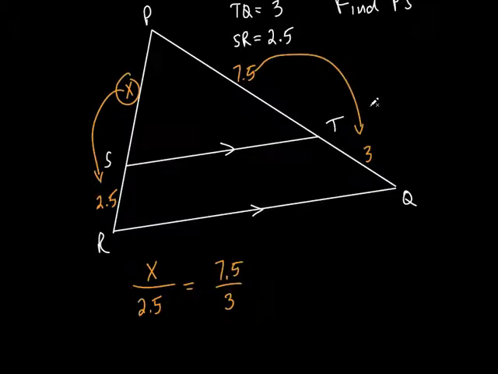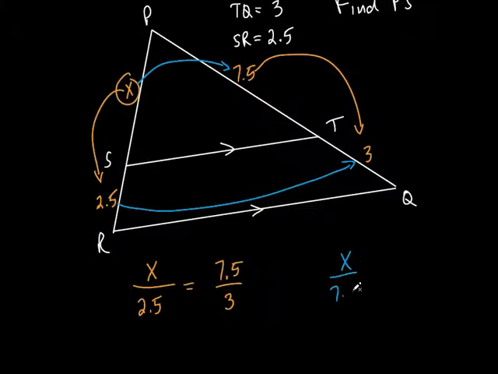Now you could do it another way. If you wanted to, I'll do this in a different color, let's see if this also works. What if I compare X to 7.5? What do you think I'm going to do over here? 2.5 to what? To 3. Let's see if that works. So X to 7.5, and then 2.5 to 3.